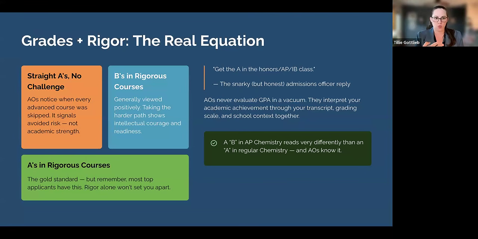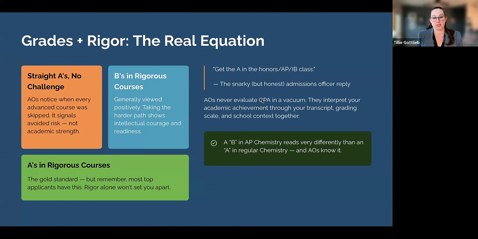We notice when you are avoiding risk and not challenging yourself where appropriate or available. So B's in rigorous courses are generally viewed positively, right? If you take the harder path, it's showing courage intellectually, a capacity for risk, a readiness to stretch yourself, right? Again, the gold standard is A's in rigorous courses.